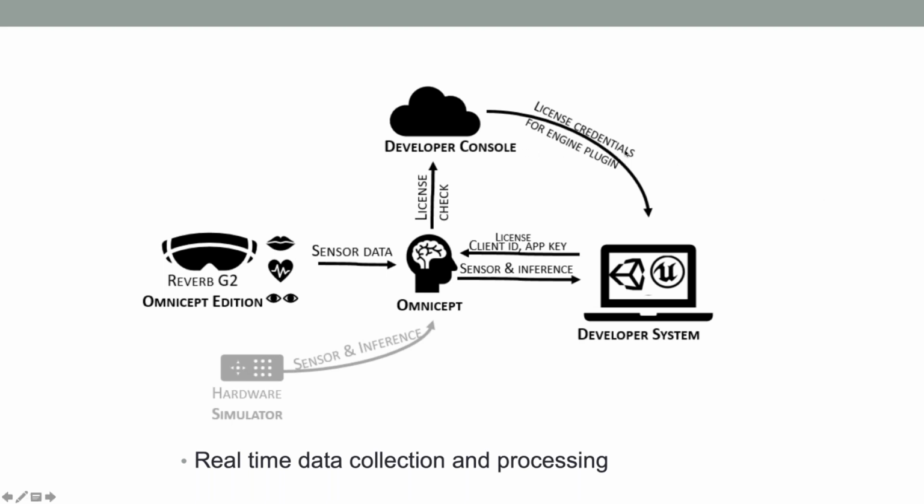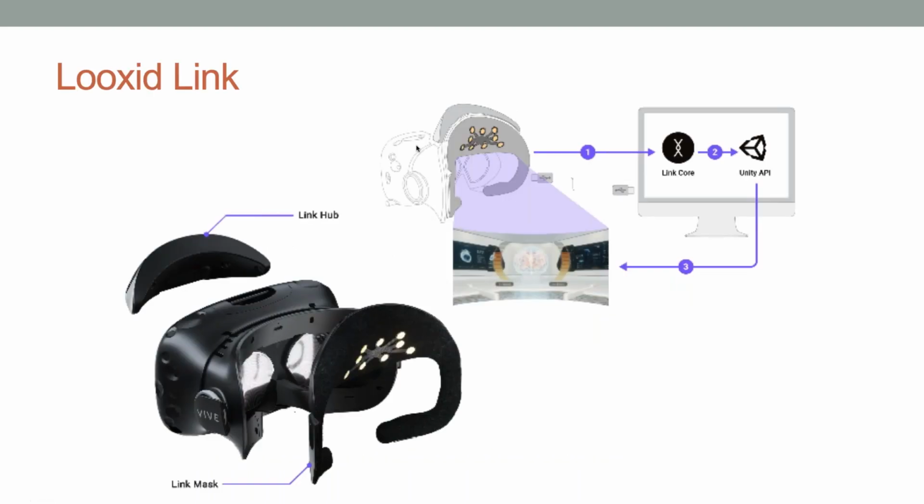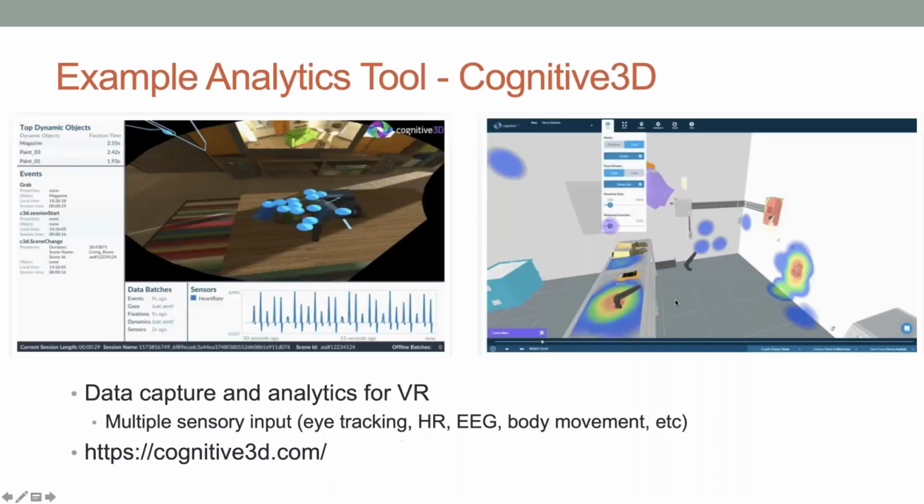There are other devices as well. This is from a company called Lucid, and Lucid sells some EEG sensors that will fit into the faceplate of a VR display. So you can measure brain activity while you're inside VR. But of course, once you've got all that data coming off, you need somewhere to analyze it.